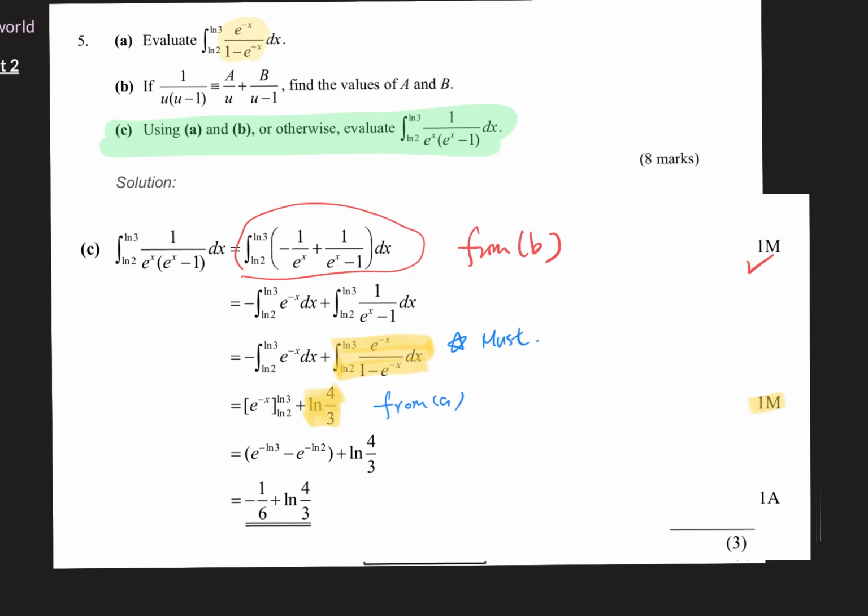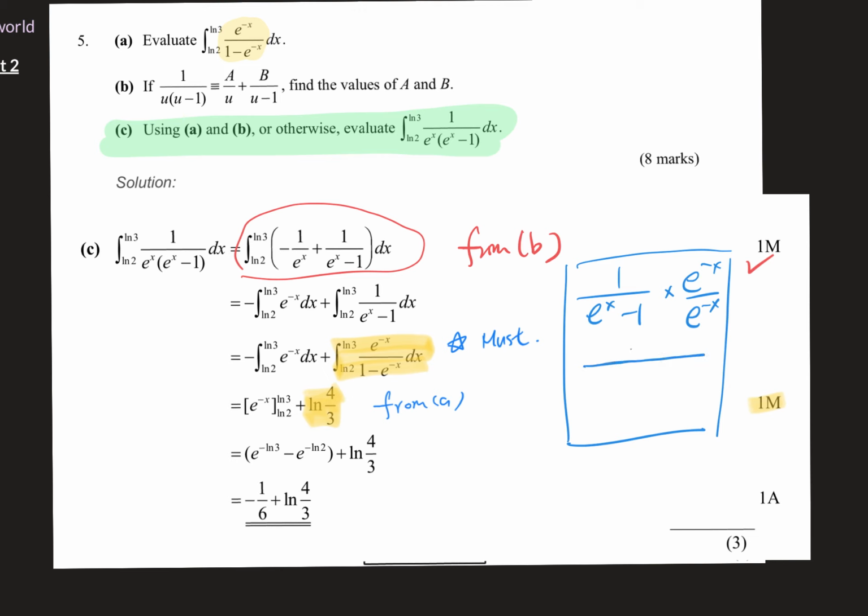Because you can check that here, this one, it is e to the power x, right? And then, if it is e to the power negative x, that means we can multiply e to the power negative x on both parts of the fraction, because it means you just multiply by 1. This one equals 1, and the integral, and the value will not be changed.